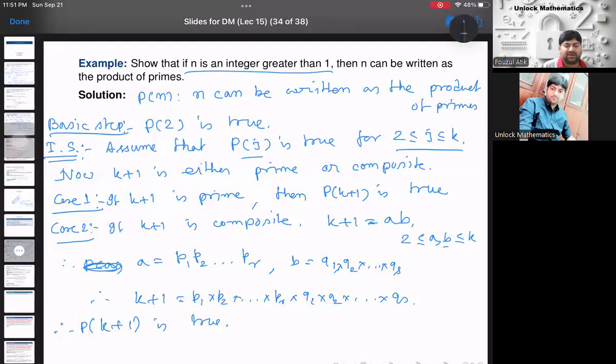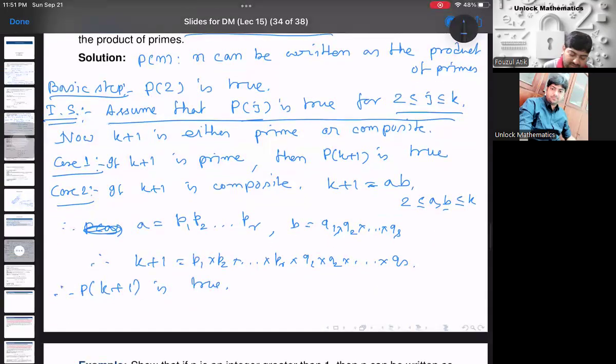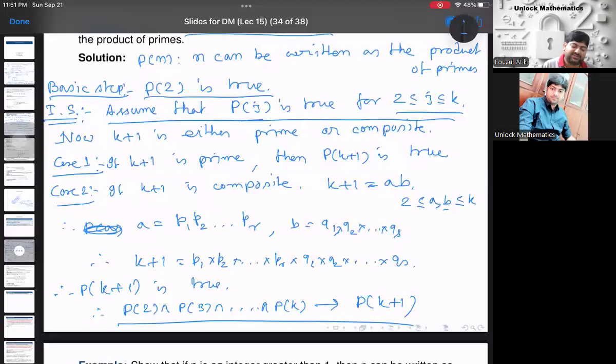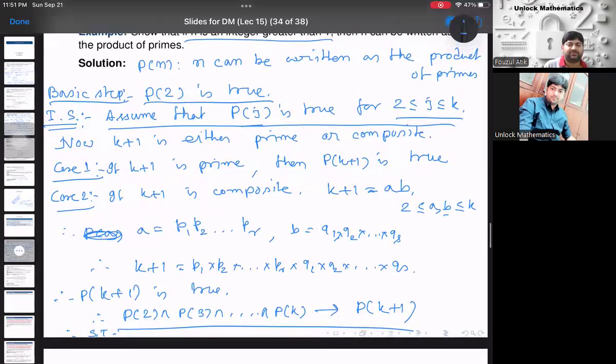But how have you proved that? You have taken the help of this statement. You assume that up to P(k) all are true, right? So what we got basically is that P(2) and P(3) and up to P(k) all together imply that P(k+1) is true. So this is your inductive step. You have already proved the basis step P(2). Hence, by the principle of strong induction, we have proved that P(n) is true for all positive integers greater than 1. Our proof is done.